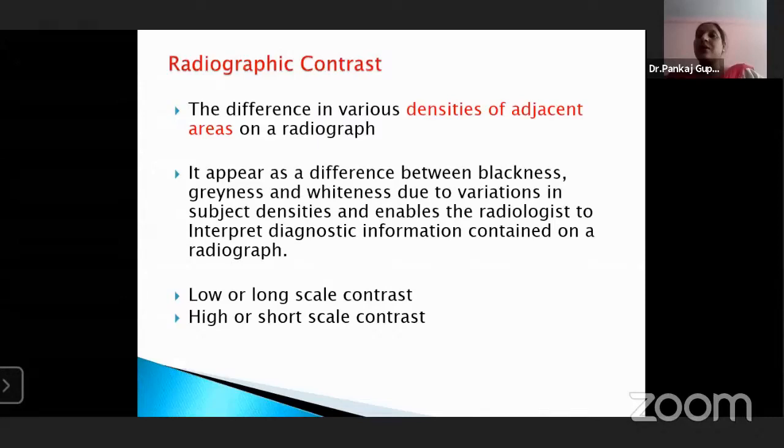Another is the high or short scale of contrast. A high or short scale of contrast radiograph will show only two densities, that is black and white. In high or short scale of contrast, the minor density differences in the soft tissues cannot be appreciated. So it is not suitable, especially for an abdominal radiograph to be of diagnostic significance. They should have low or long scale of contrast.